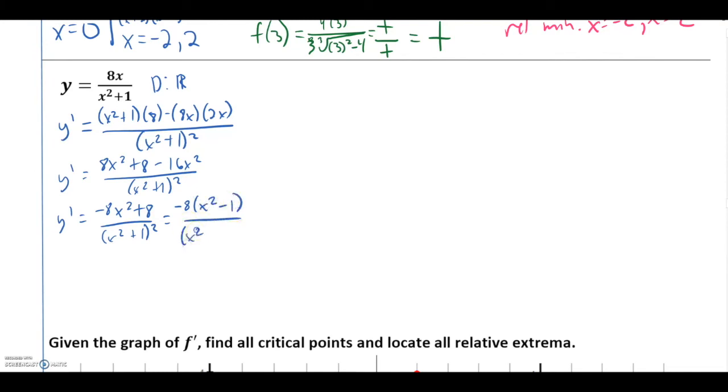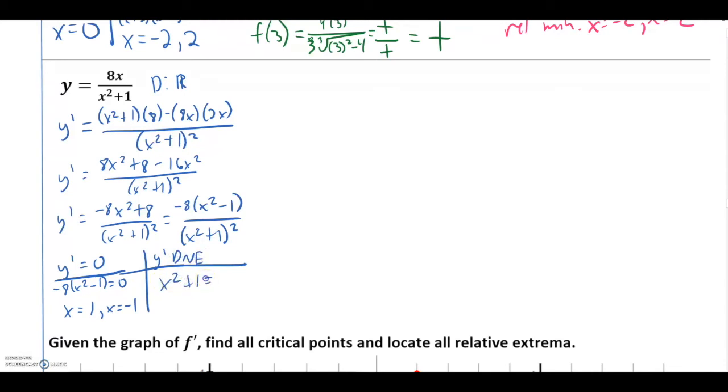Because again, we kind of have to anticipate what's coming up, and we want to get this into the form that's going to be easiest to work with. So let's start with our derivative being equal to 0. And that's going to happen when that numerator, this negative 8 times x squared minus 1 equals 0, which will happen at x equals 1 and x equals negative 1. Going to our does not exist case for the derivative, notice that would be when x squared plus 1 equals 0, which can't happen. That would be only for imaginary solutions, so we're going to say none.